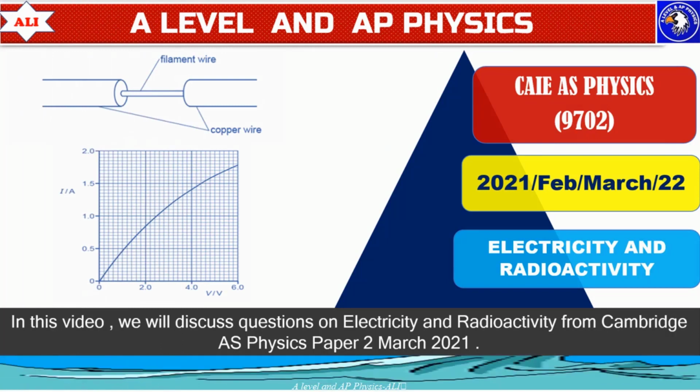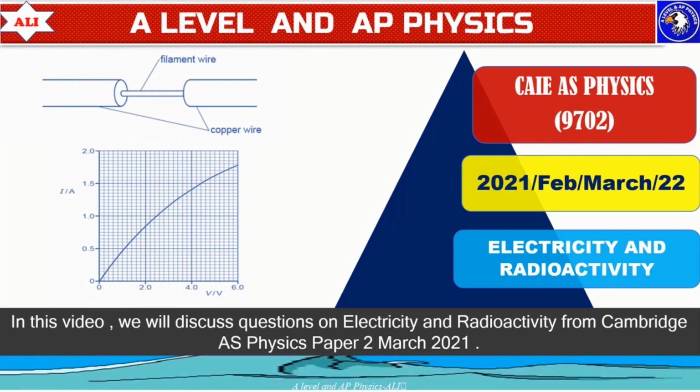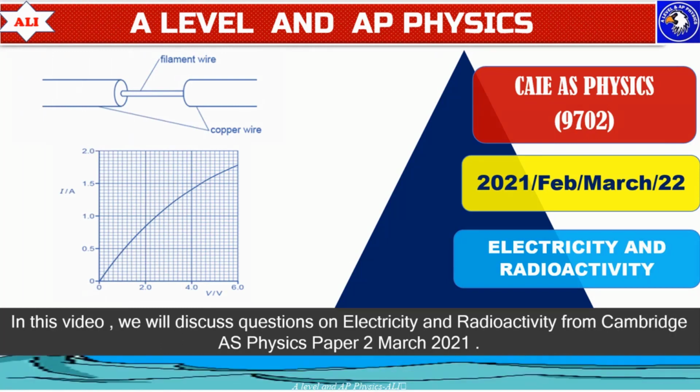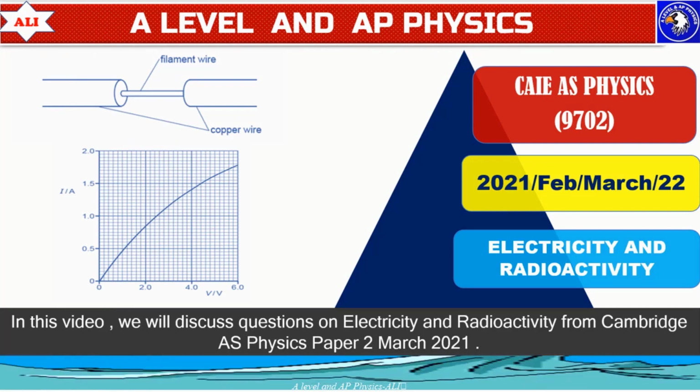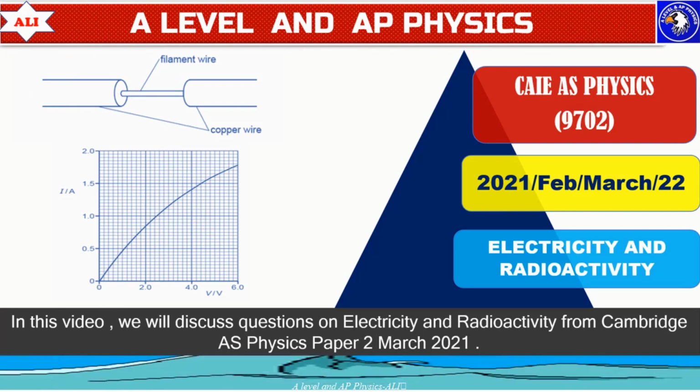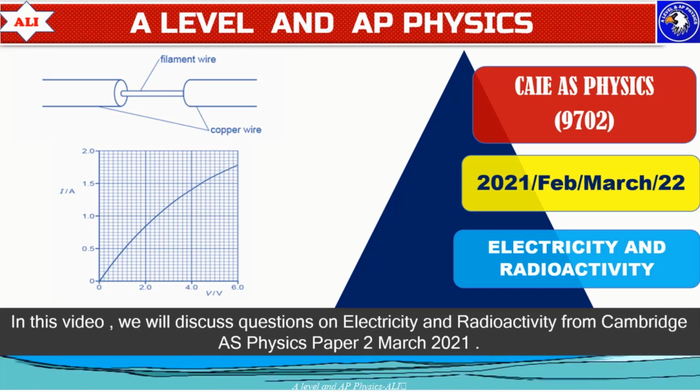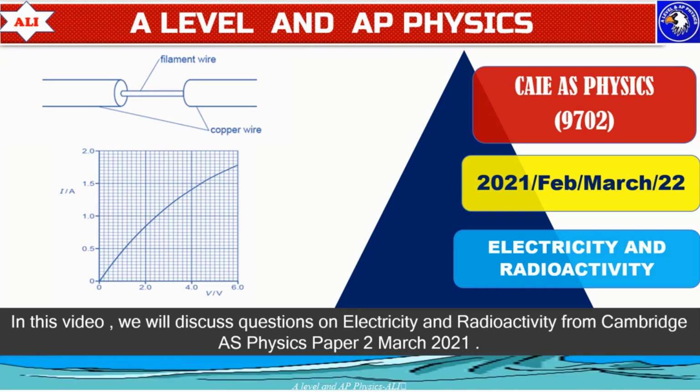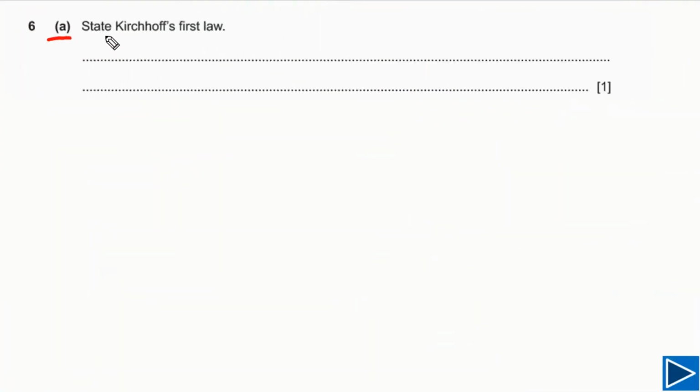Welcome to A-Level and AP Physics, a place where you can improve your understanding of physics with confidence. In today's class, we will discuss questions on electricity and radioactivity from Cambridge AS Physics Paper 2, March 2021. Part A is asking us to state Kirchhoff's first law.